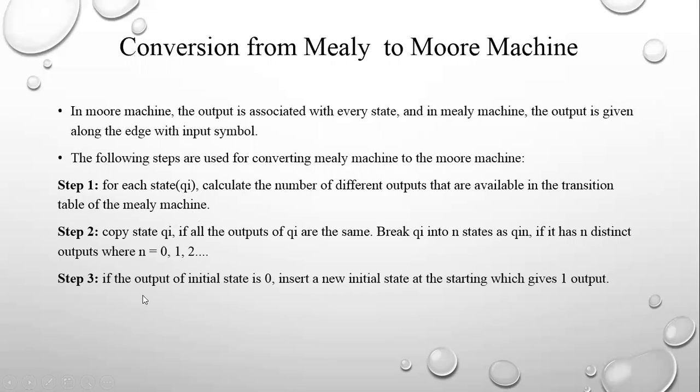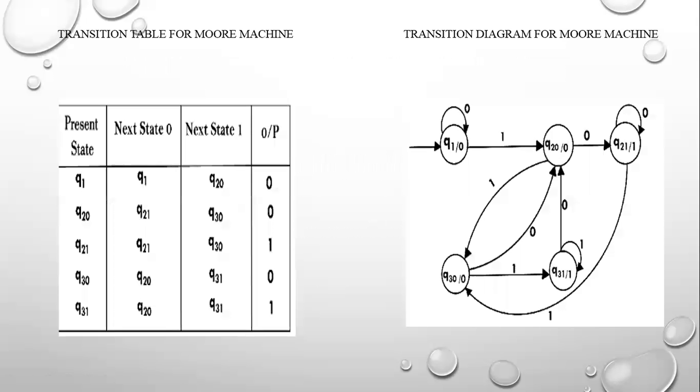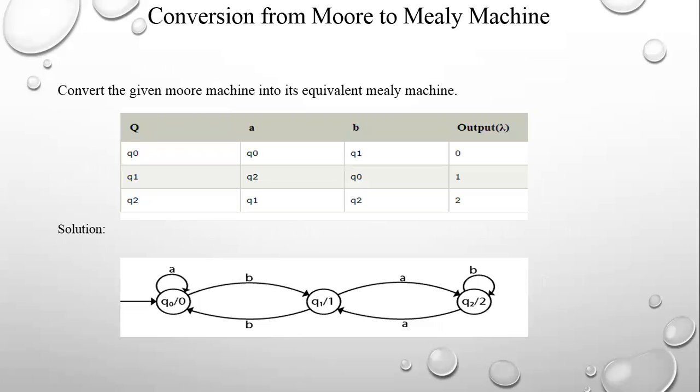Now step 3: if the output of the initial state is 0, insert a new initial state at the start which gives one output. I hope you understand the conversion of Mealy to Moore. Now, let's check the reverse: if we have a Moore machine, how do we convert it into a Mealy machine?